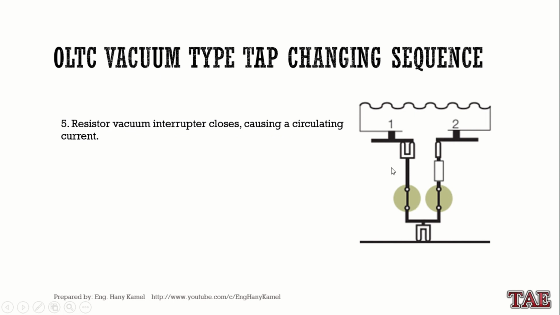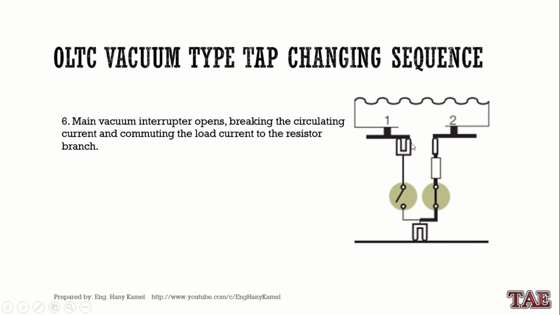In this time, there is a short circuit in the regulating winding between tap 1 and tap number 2. To limit this short circuit, a transition resistor is added. This only lasts during the short circuit time, which is around 10 milliseconds, or depends on the tap changer type. And this resistor will limit the short circuit current.